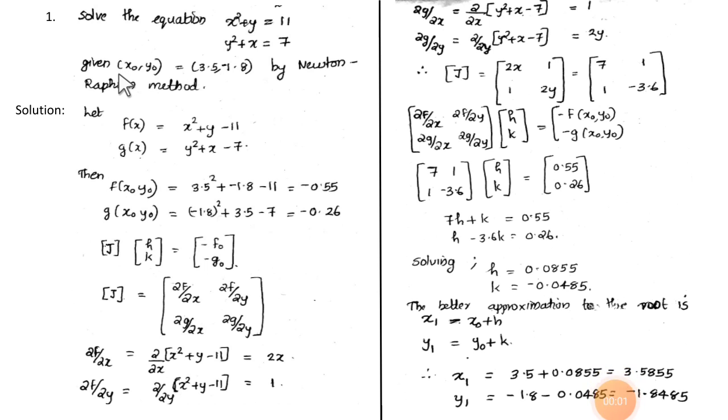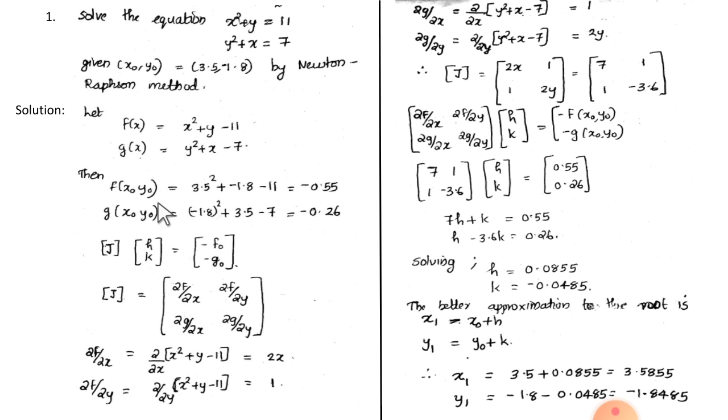So now you can solve a problem using Newton-Raphson method. So this is the question. x squared plus y equals 11, y squared plus x equals 7, given x0, y0 equal to 3.5, minus 1.8. So let us first take f of x equal to x squared plus y minus 11, g of x equal to y squared plus x minus 7.